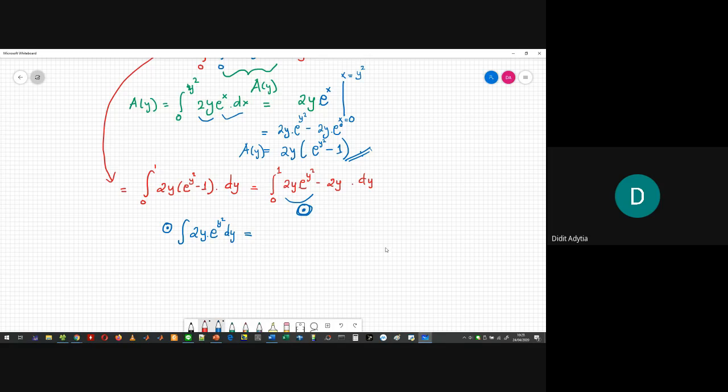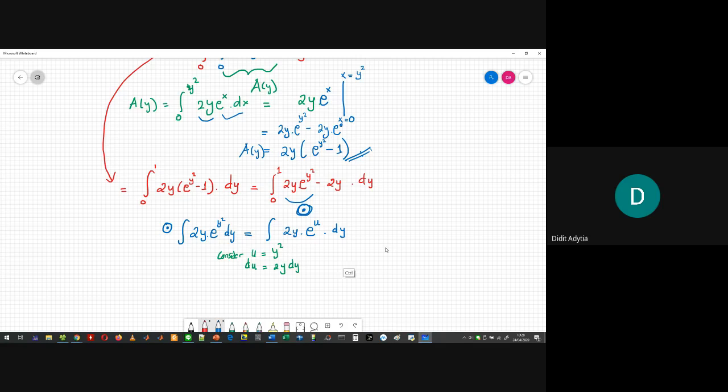Not yet? Let's suppose. So, we consider, let's say, u as y square. And then du is 2y dy. Okay, now we substitute this one. So that we have 2y e to the power of u, and then this is dy.